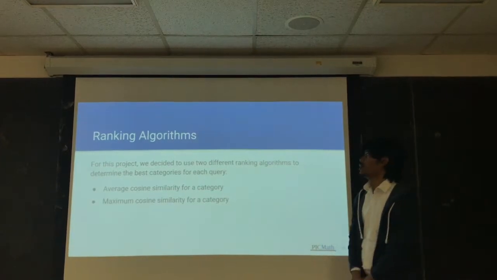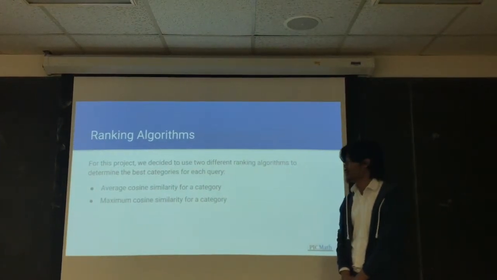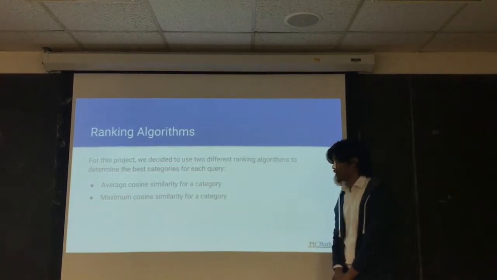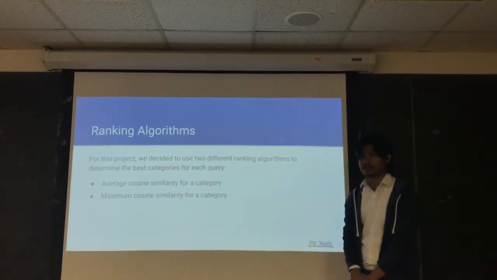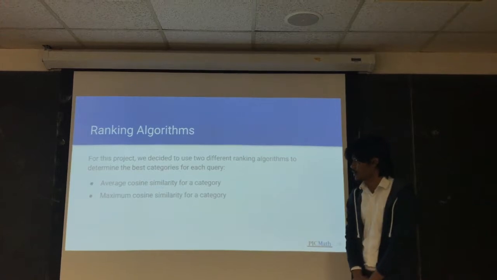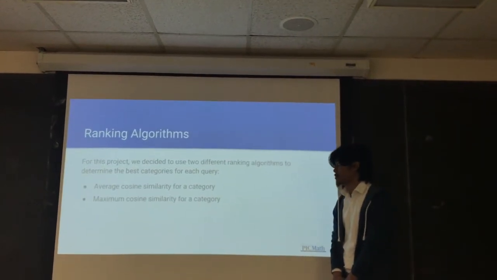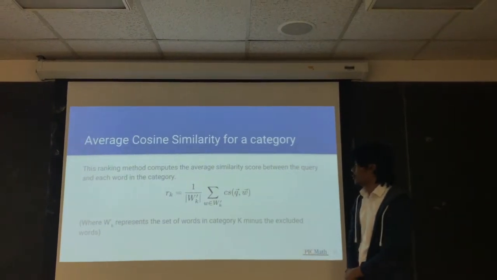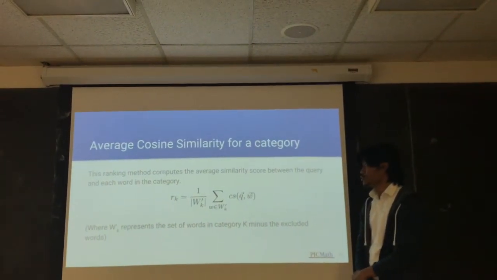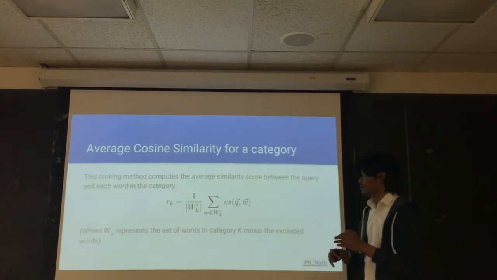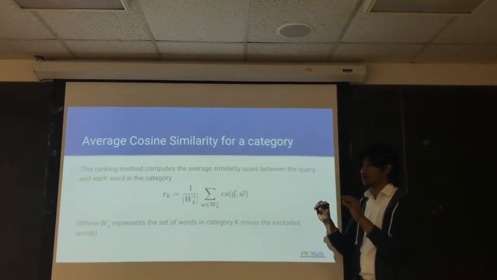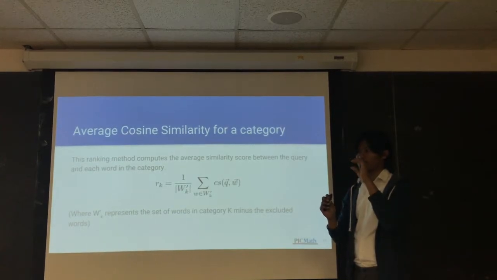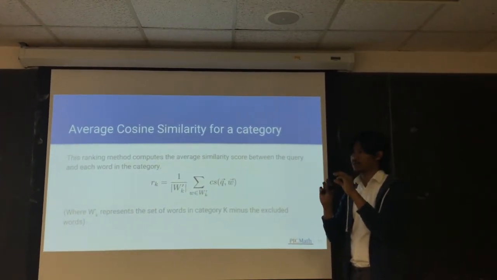So we are going to use the cosine similarity metric to do the ranking algorithms, and we have two different ranking algorithms. The first one is the average cosine similarity for a category, and the second one is the maximum cosine similarity for a category. In the average cosine similarity, there's going to be a query, and there are going to be a bunch of words in each category.